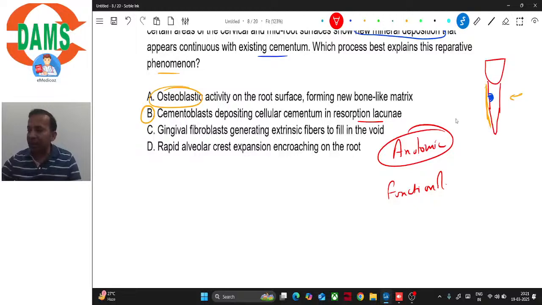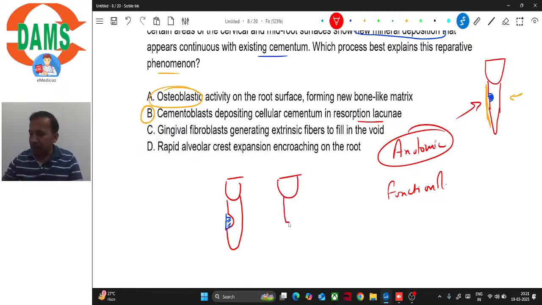So what happens in the anatomic repair? The anatomic outline of the root is restored, isn't it? So as I have just drawn here, let's say this is the resorption. If the outline of this root resorption is restored, then it is an anatomic repair. And let's say this is another case where there was resorption and here only sufficient cementum was deposited to regain the periodontal ligament attachment, isn't it? So this is the functional repair.